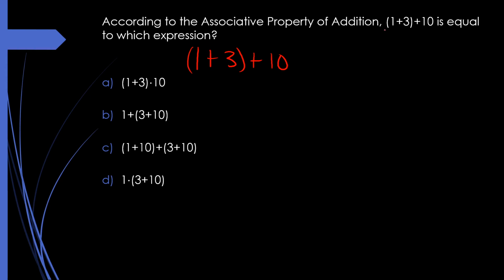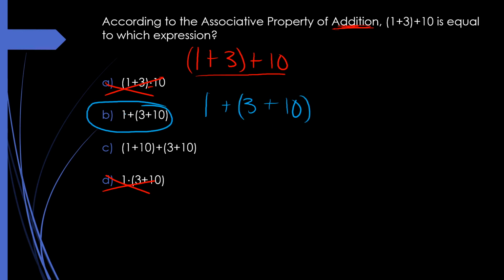And notice here I am using this property of addition. So these answer choices that use those multiplication signs, those are not correct, because I'm not multiplying here. Nowhere in this original expression do I have multiplication. And when I'm moving my parentheses, I keep my numbers in the same spots, and I'm just going to move them over to the next two numbers. So the correct answer here would be B.